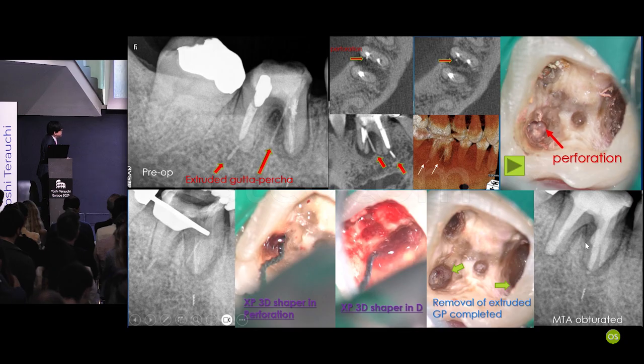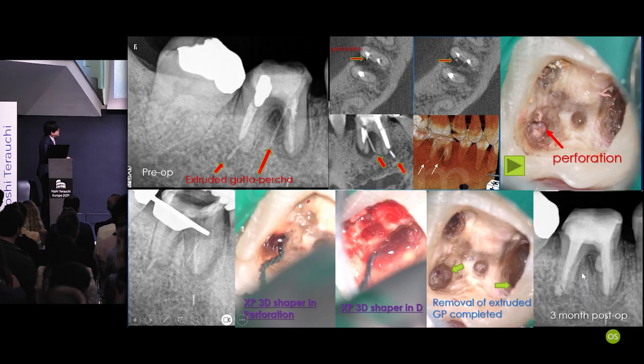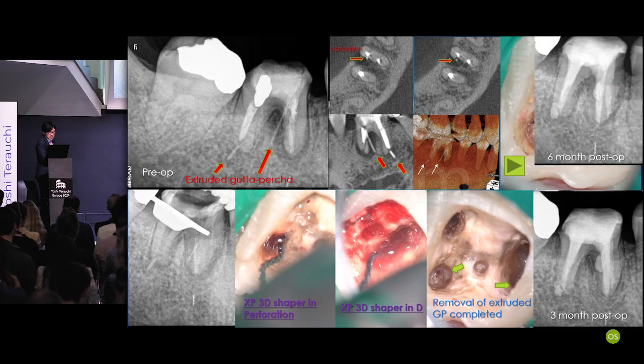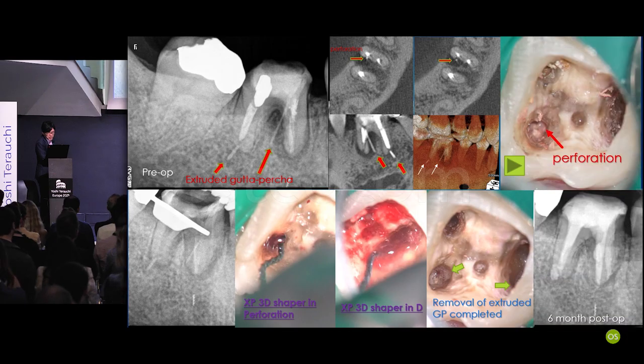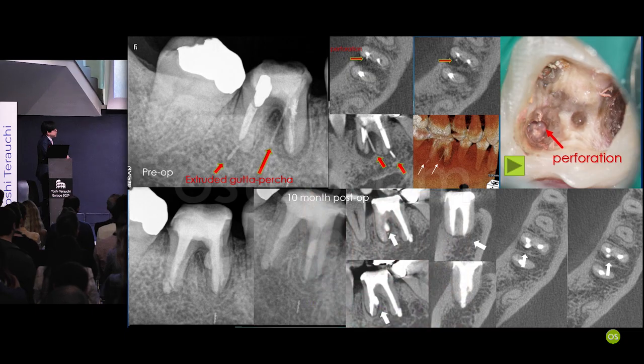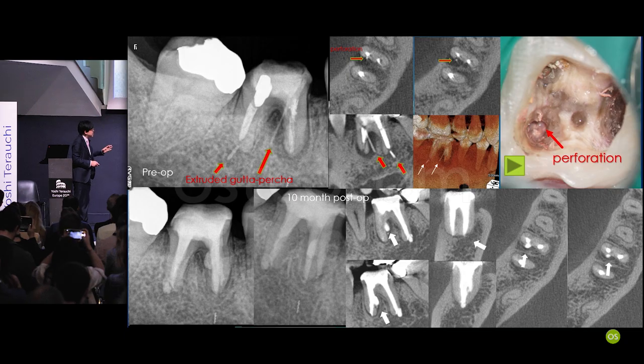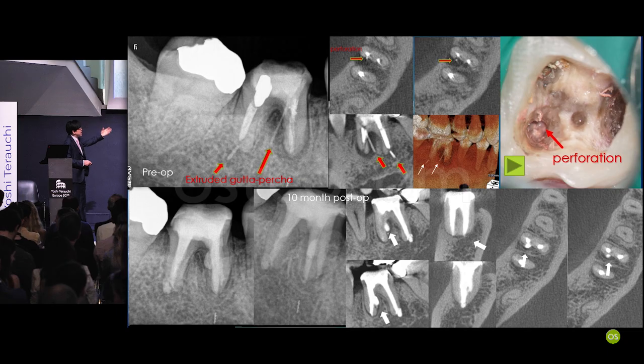And this is immediate post-op. Of course, I filled the root canal with MTA. And this is 3 months post-op. And this is 6 months post-op. And this is 10 months post-op. You can see nice periapical healing as compared to this. So extrusion of chloroform into the periapical tissue didn't affect the outcome, prognosis. Nothing happened. I do this all the time, every case, whenever I see the extrusion of root fillings.